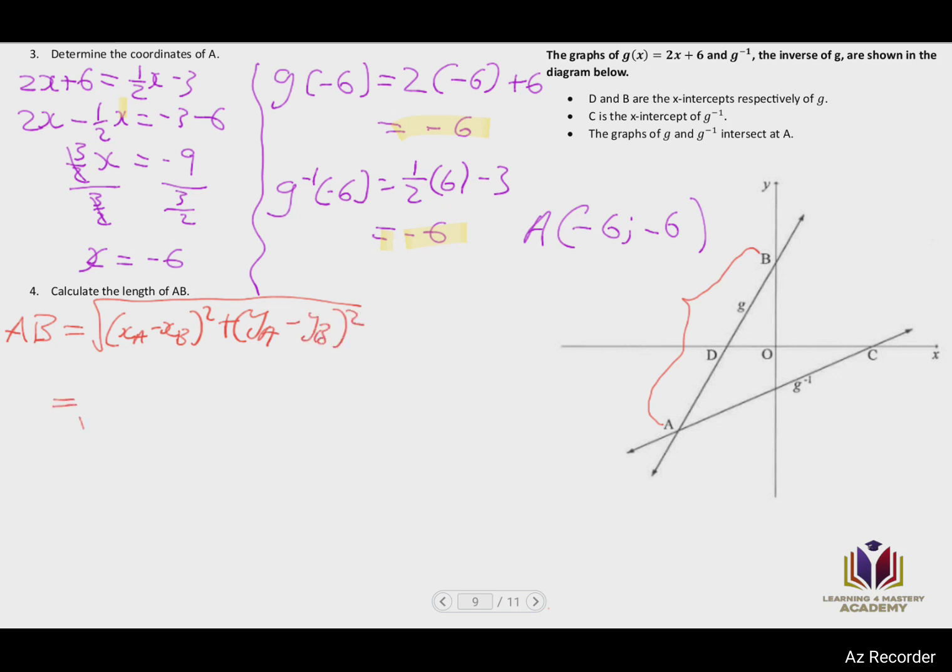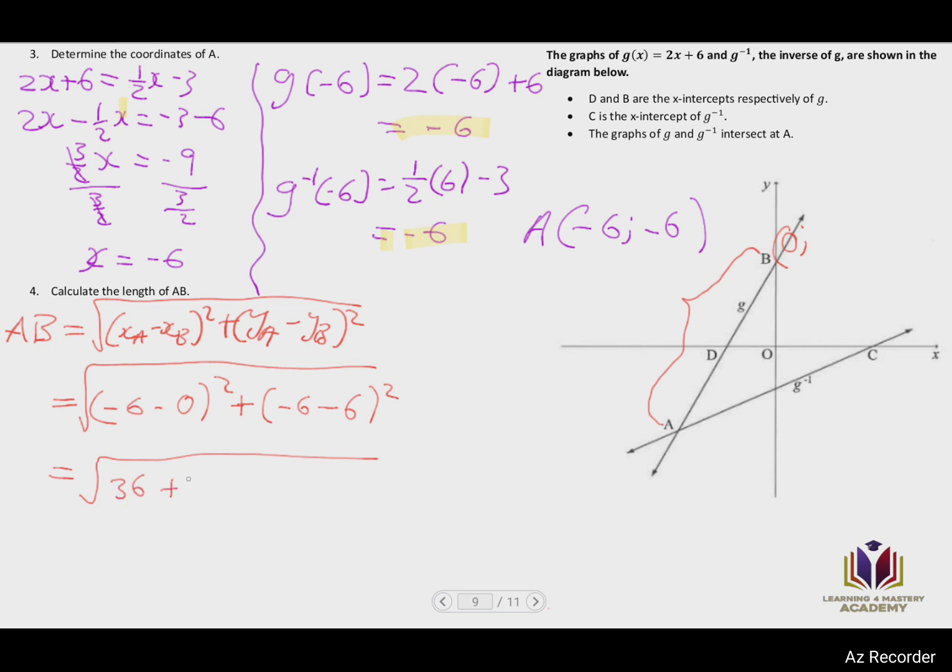Then we can just substitute everything here. Our x of A is negative 6 minus x of B, that's the y-intercept, the x is 0, then you say squared plus, I meant to say, open bracket, negative 6. The y of B is what? It's 6. So you put 6 there, squared. This is going to give us what?